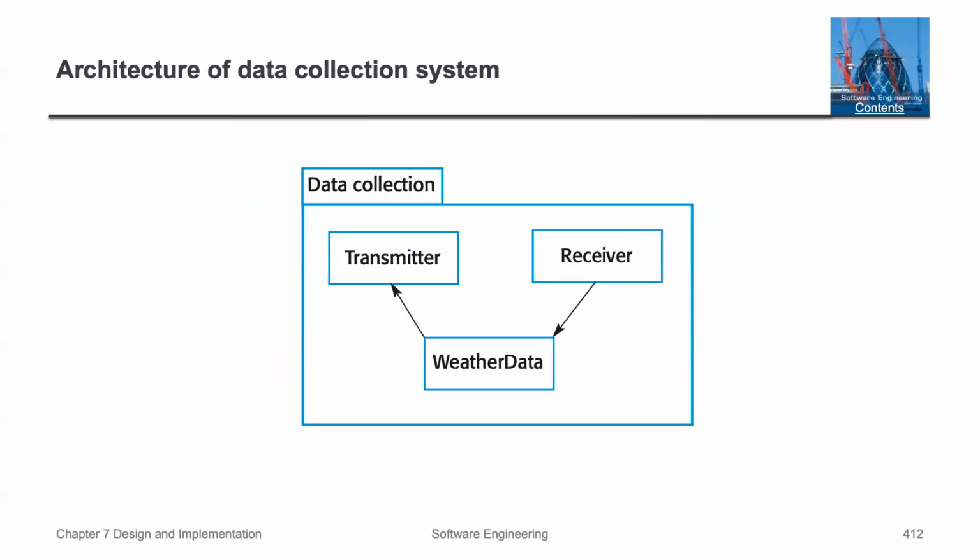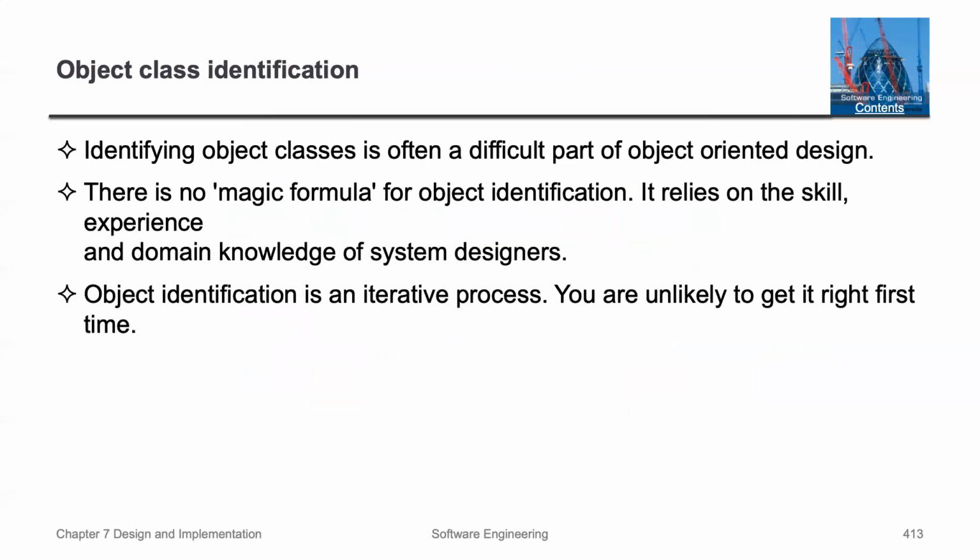So in terms of the architecture of the data collection system, you have the receiver, the weather data, and then the transmitter. So you have to receive the data, then transmit it when it is requested and when there are assets available to take the data that's trying to be passed on.